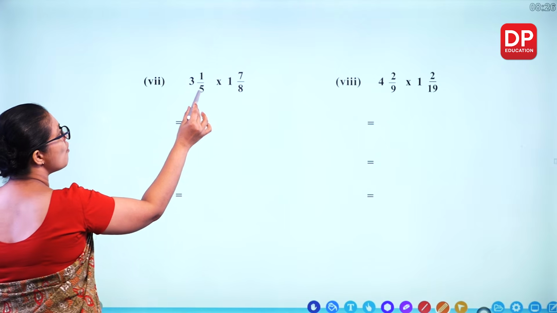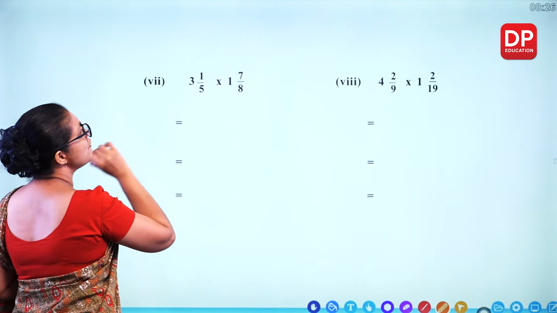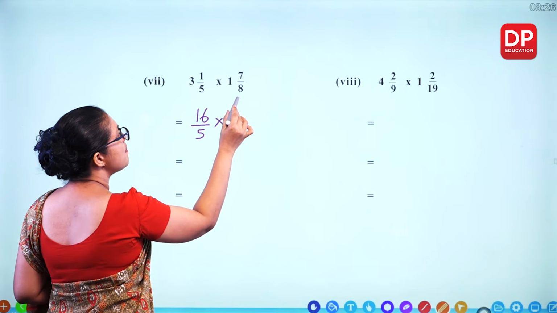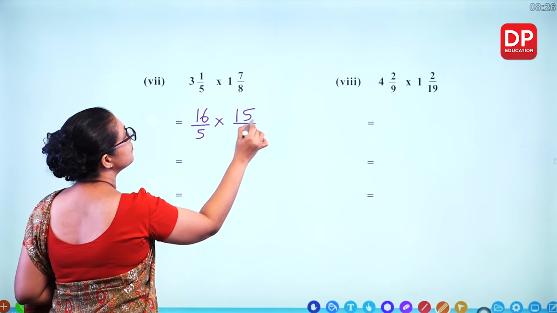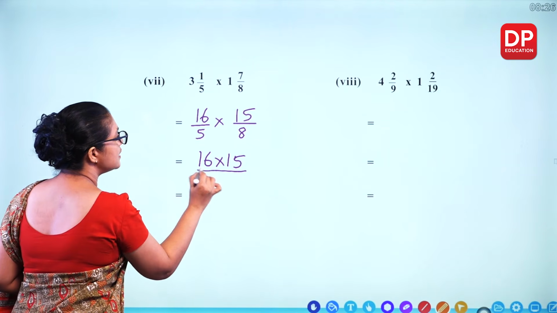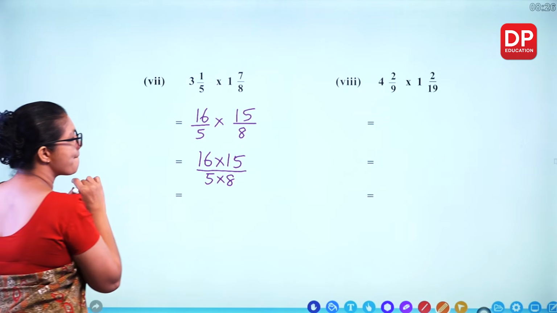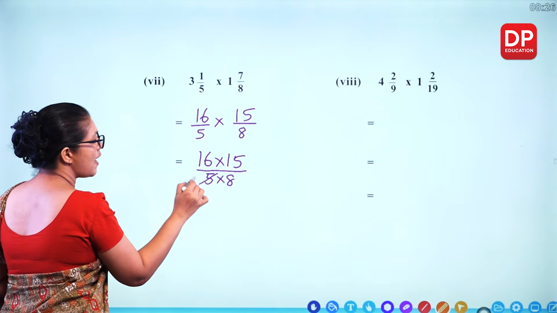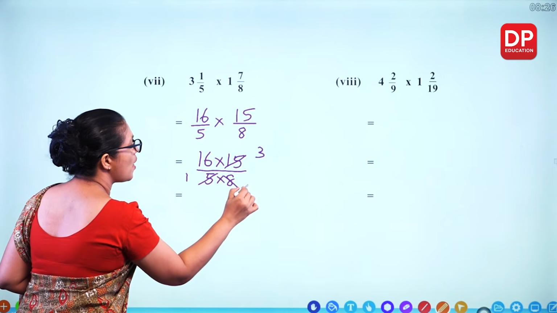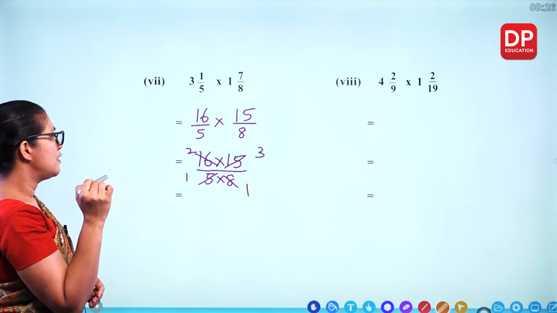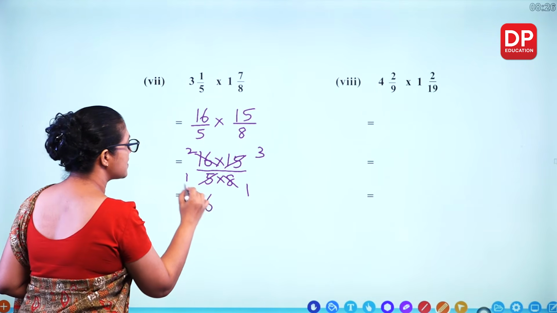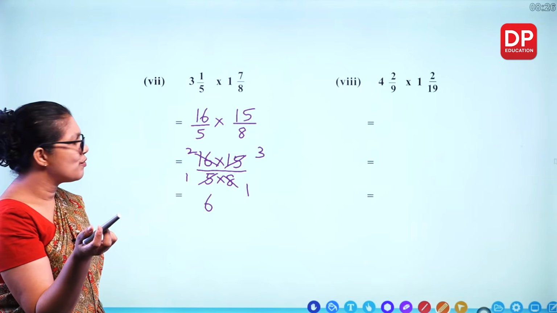This one, 5 times 3, 15. 15 plus 1, 16. 8 times 1, 8. 8 plus 7, 15. Now multiply the numerator separately, denominator separately. Now we see 5 and 1, 5 and 3, divisible by 5. 8 times 1, 8 times 2, divisible by 8. Now multiply the numerator. 2 times 3, you get 6. 1 times 1, 1. You don't need to write down 1 there.